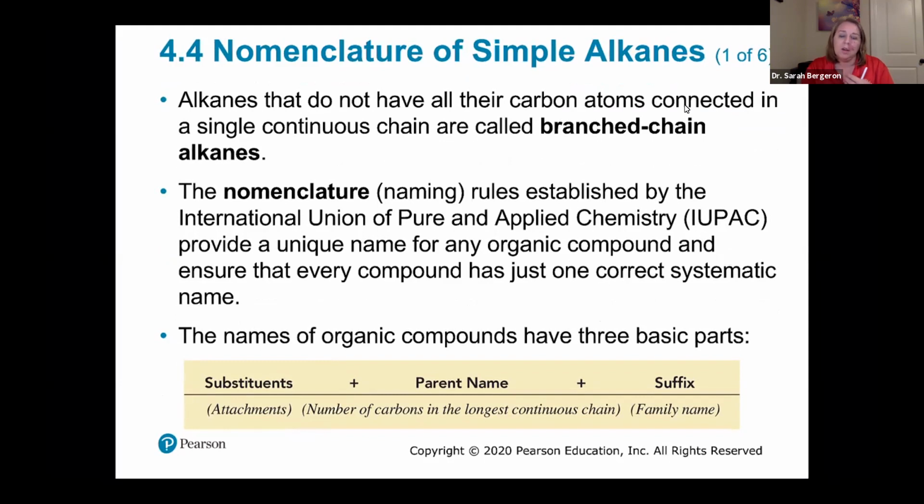At the beginning of the name, you're going to tell what kind of attachments are on the molecule. We call those, in scientific terms, substituents. So those are the little attachments, the chains that are coming off of that main chain. We're going to name that first. Then we're going to give the parent name. So the parent name is like, is it butane? Is it pentane? Is it octane, right? And then we're going to give it a suffix, and that'll be the family name, because it's the alkanes.